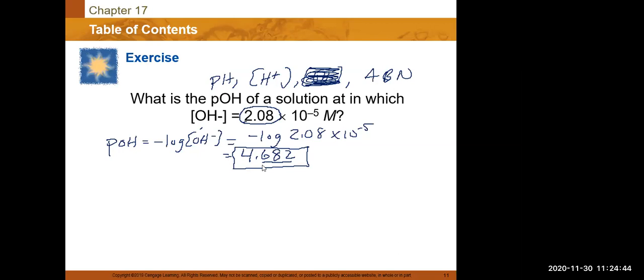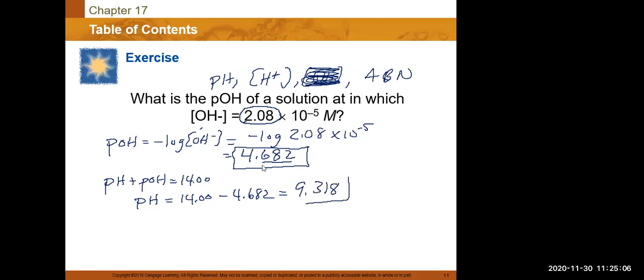Now that we have the pOH, we can easily get the pH because the pH and the pOH is equal to 14. And that would get us the pH is 14 minus 4.682. And if we subtract that from 14, we'll get 9.318 as our pH value. And again, we have multiple ways we could get to the H plus. We could use KW like we did before. We could also just use our pH value that we just got. So why don't we try it that way?